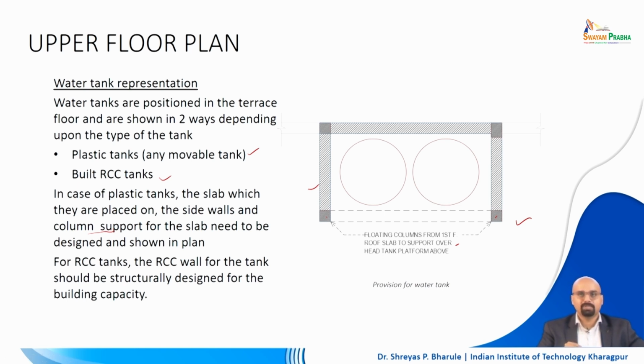So whenever you are doing the plan of the terrace, you also need to show those 3, 4, 5 or 6 columns on top of which you will place the water tank. So that is very important.